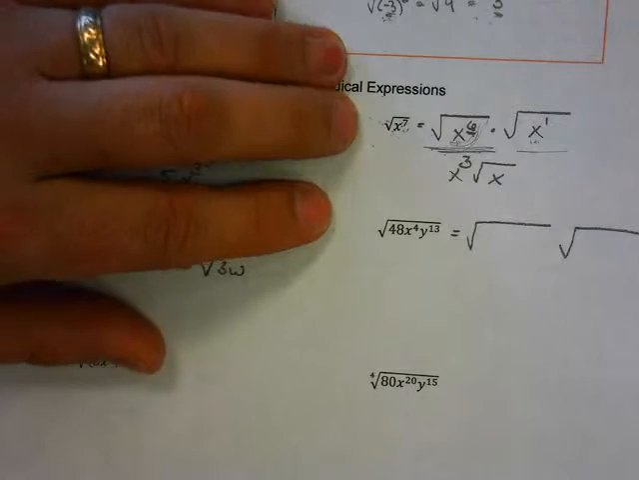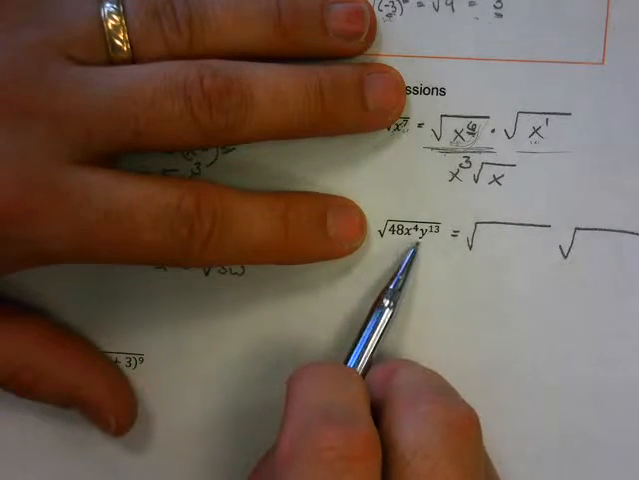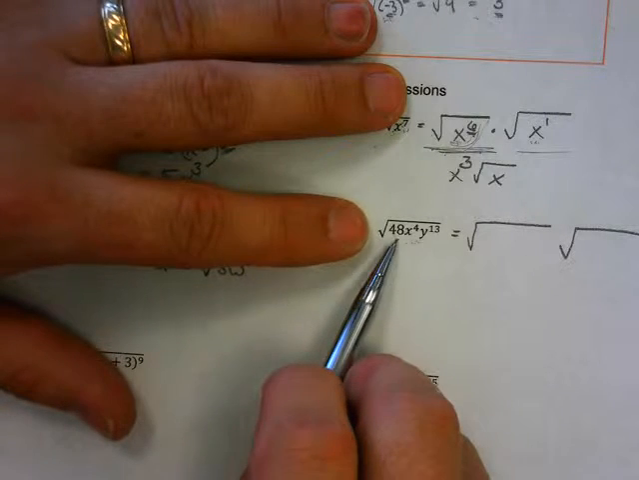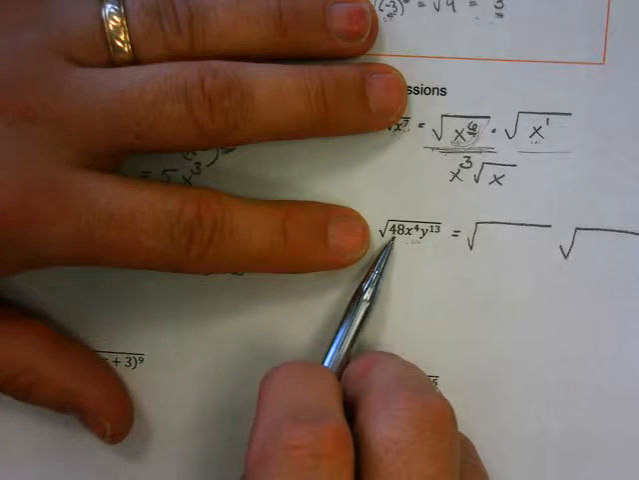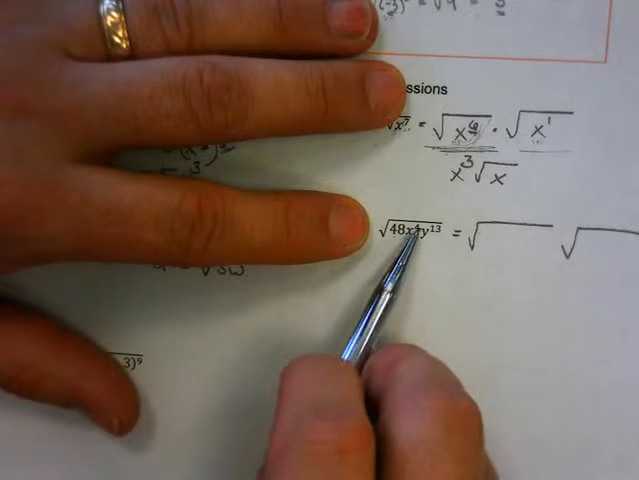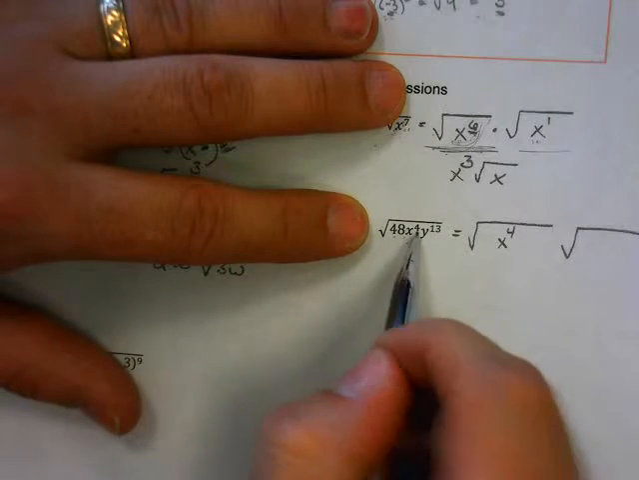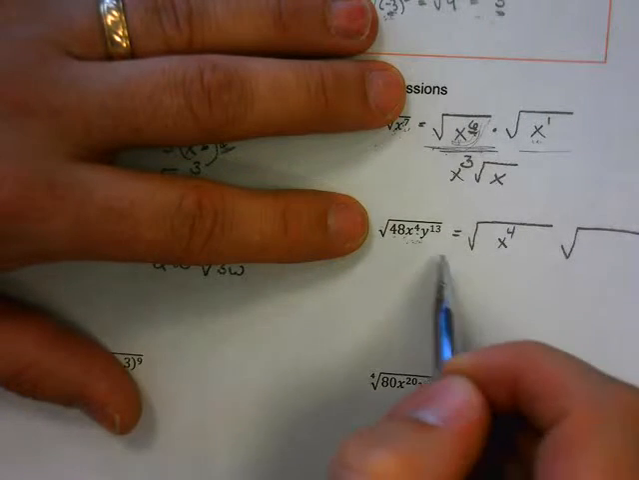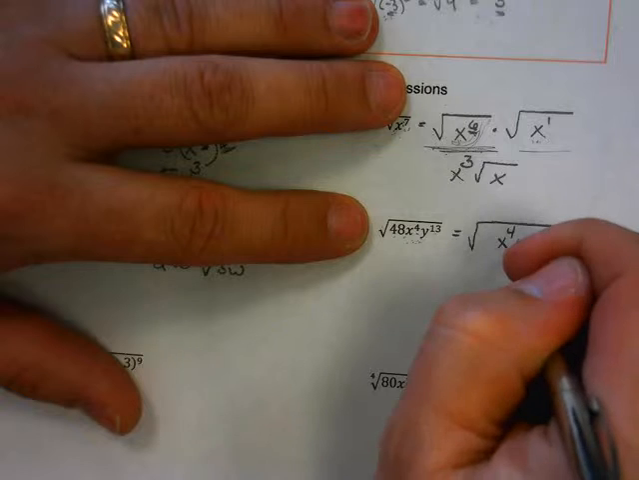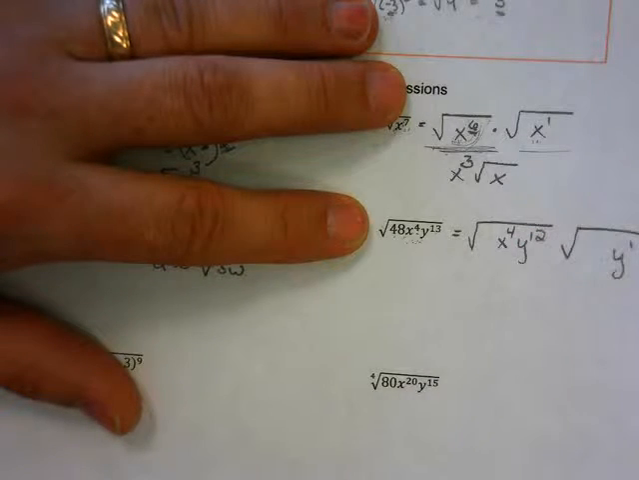Square root again. Now again, the powers on the variable terms, I believe, are easier than the numbers, the coefficients. Because it's a square root, what's the largest even power in x to the 4th? It'll be x to the 4th. Anything left over for x's? No. How about y to the 13th? Y to the 12th. Anything left over? Y to the 1.